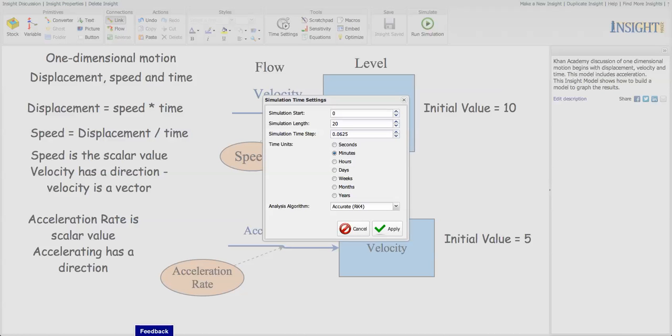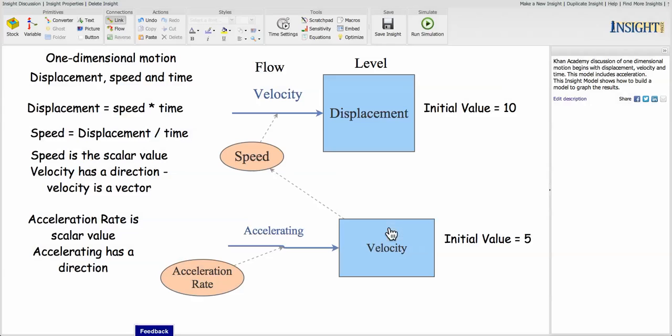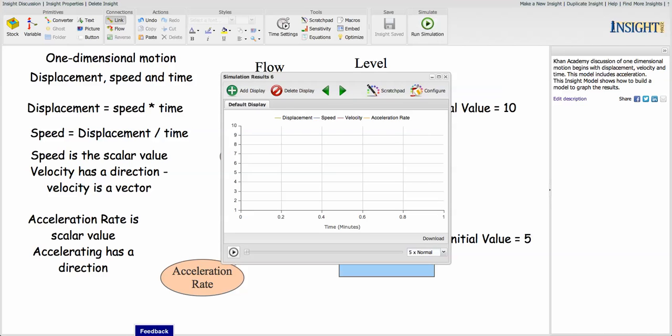You need to use a small number here in the simulation time step. You can use 0.125, but you could increase this to, say, 50 and minutes, and then use this accurate value and then apply those time settings. And let's see what we get this time. We'll run the graph.